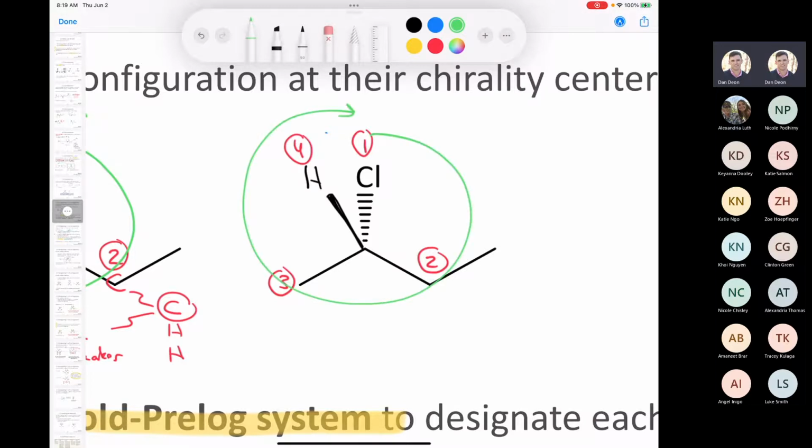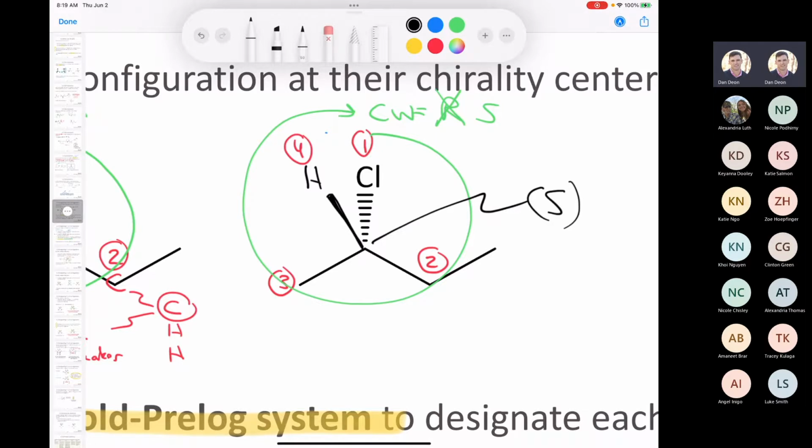So you might think, well, this one is R as well. Hold on. Now the hydrogen is coming out in front. And so if we're going clockwise, it's R. But since the hydrogen is coming out in front, it is not in back. We reverse it, and it is S. And thus, the stereochemistry at this stereocenter is S.